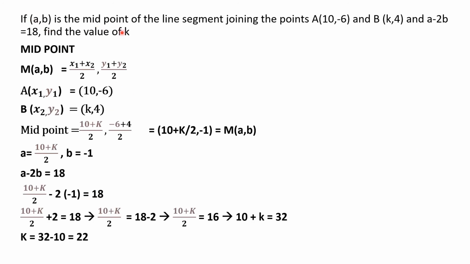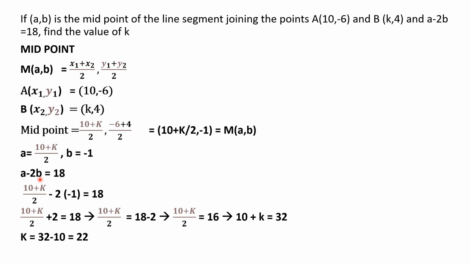If (a, b) is the midpoint of the line segment joining the points A 10, minus 6 and B k, 4, and a minus 2b equal to 18, find the value of k. So (a, b) is the midpoint. You know this is 10 plus k by 2, because A x1, y1 is 10, minus 6, and B x2, y2 is k, 4. Midpoint is 10 plus k by 2, minus 2 by 2 which is minus 1, equal to a, b. So a equal to 10 plus k by 2, b equal to minus 1.